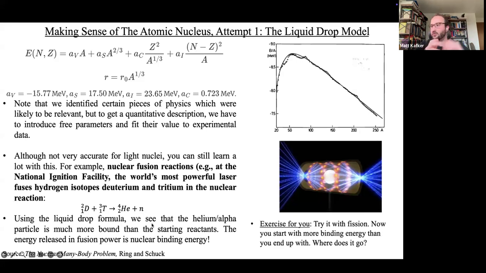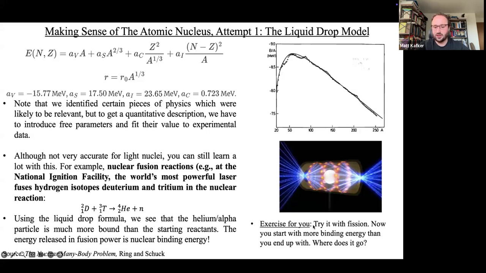and if you're interested in this kind of thing after the talk, you can plug in the numbers into this formula, and you see that the alpha particle has much more binding energy than the two hydrogens that go into fusing it. So the energy that's liberated in the fusion reaction is the difference there. The helium nucleus is much more deeply bound. So that energy difference is what is released during this fusion reaction.